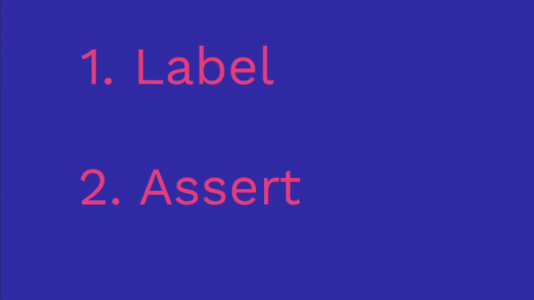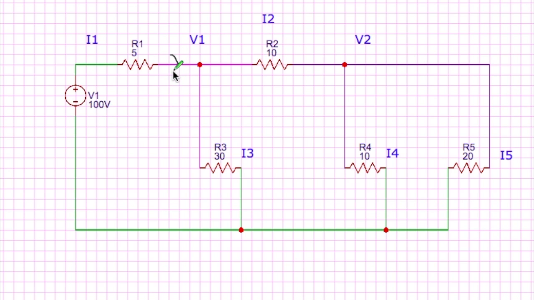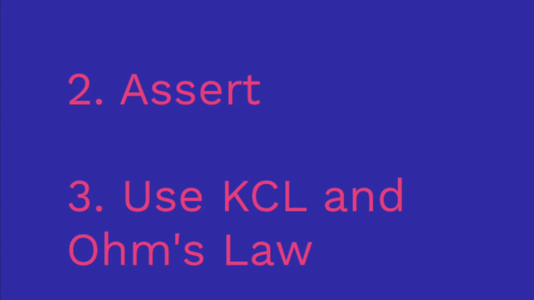Step 2 is to assert the current directions. Now, it doesn't matter which direction you choose. If you get a negative answer at the end, you know the direction was wrong, but the magnitude will still be correct. Now on to some calculations.